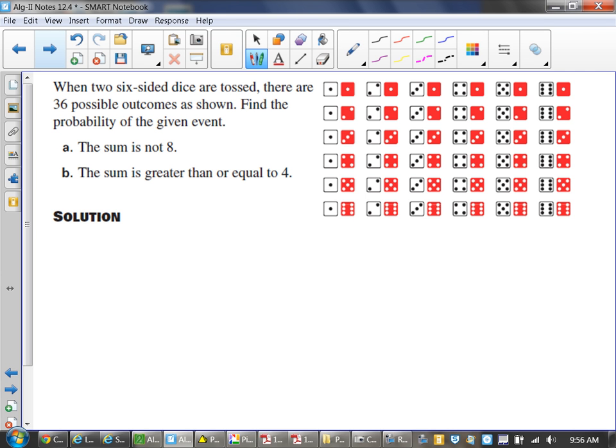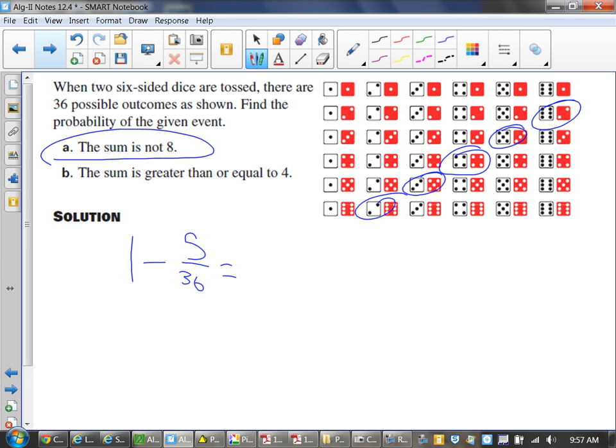Me fail English. So what they're saying here is the sum is not 8. So if you want to find the probability of the sum not 8, well, find the ones that have the sum of 8 and subtract it from 1. So how many of these give you a sum of 8? Well, let's see, here's 1, 2, 3, 4, 5. So there's 5 of them that give you the sum of 8. So it would be 1 minus 5 out of 36. What we're doing here is just quicker to do the calculations using complements.